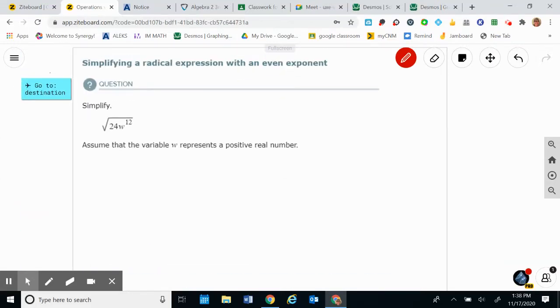So this is simplifying underneath a radical. The easiest way to do this is to just become really comfortable with your square roots, honestly. Play with them and understand them.